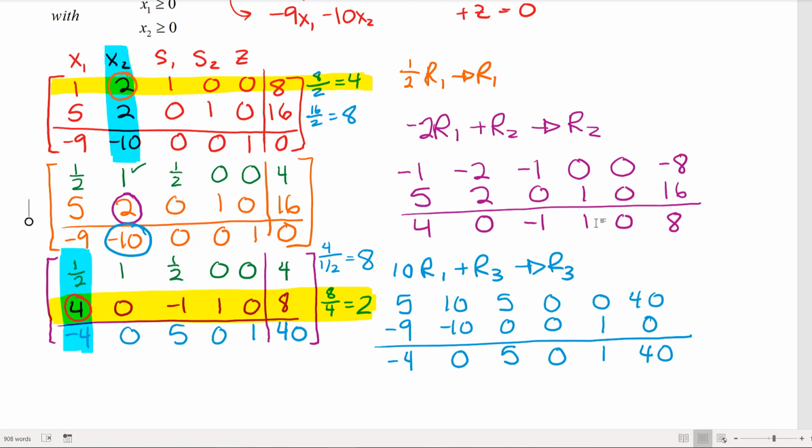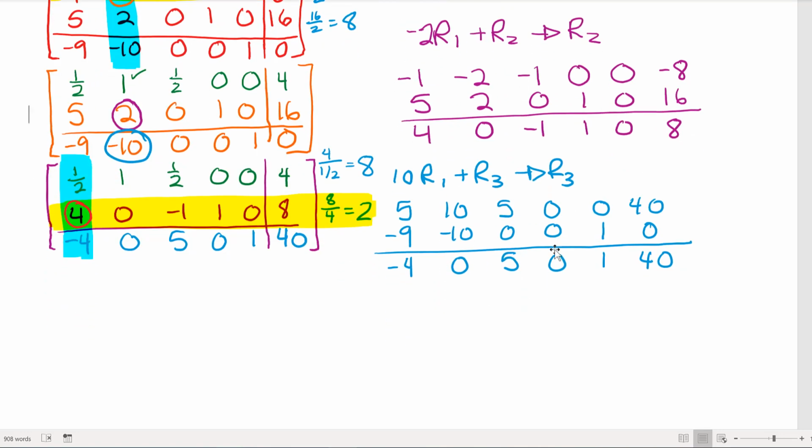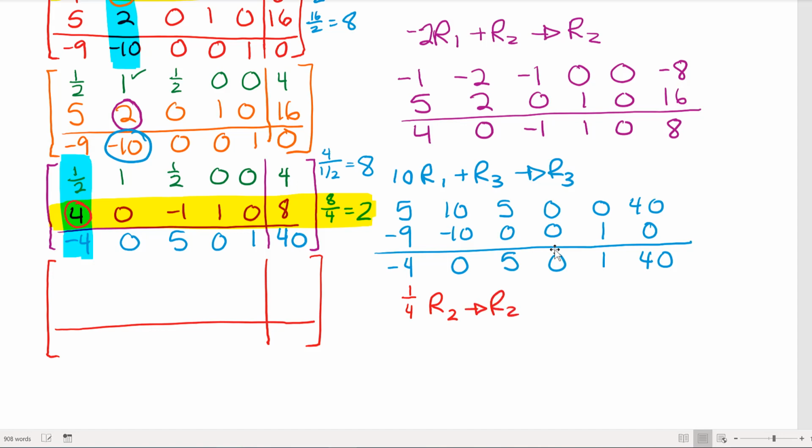Therefore, 4 is my pivot value. So the next thing I need to do is make sure that 4 is a 1. Again, I'm lining everything up very nice and neatly so I don't have to keep writing my column headings. To make that 4 a 1, I have to take the reciprocal, which is 1/4, times row 2, and put it back into row 2. Notice that row 1 and row 3 stay the same.